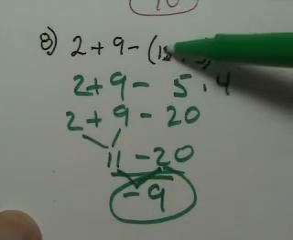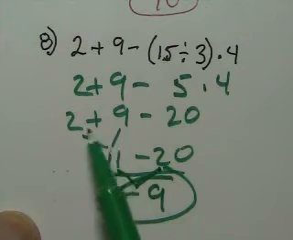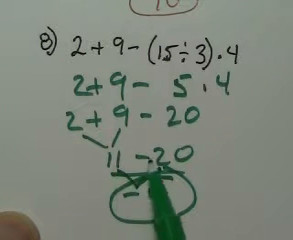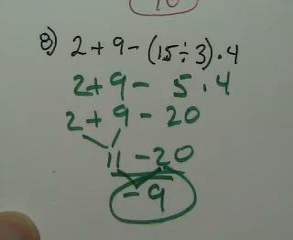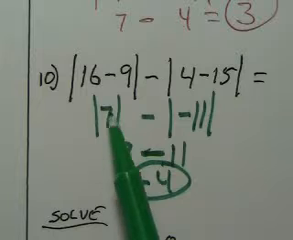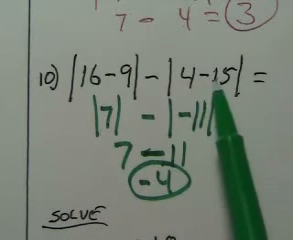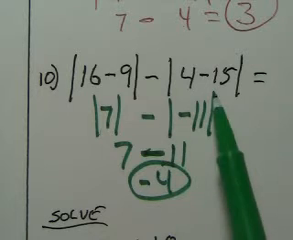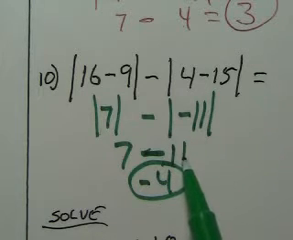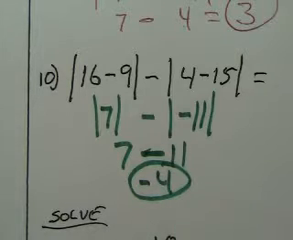Number 8, 15 divided by 3 is 5, times 4 is 20. Then you have 2 plus 9 is 11. 11 minus 20 is negative 9. Number 10, 16 minus 9 is 7. The absolute value of 7 is just 7. 4 minus 15 is negative 11. The absolute value of negative 11 is 11. But we have 7 minus 11. That's negative 4.